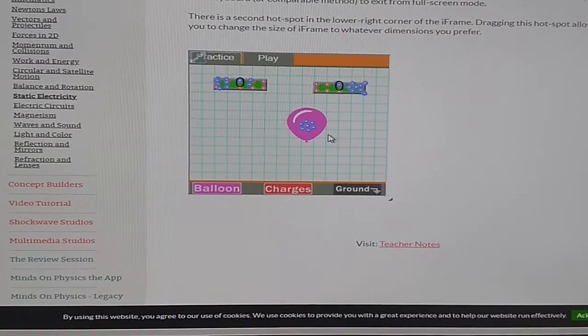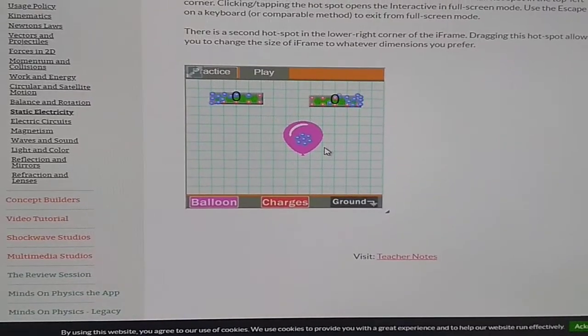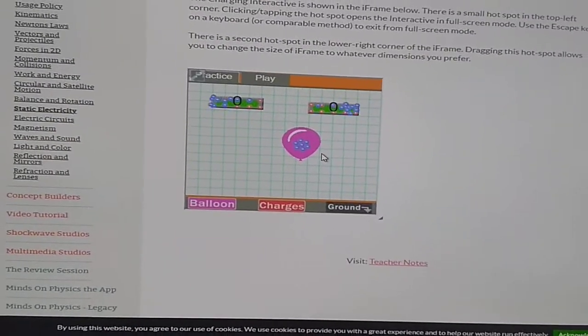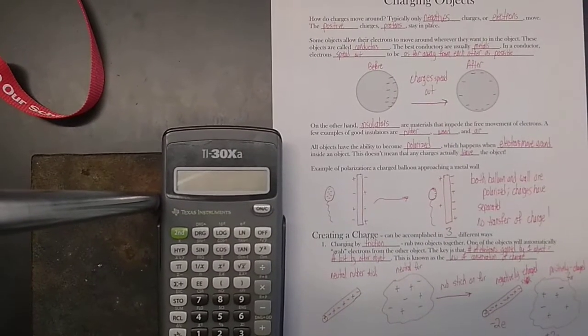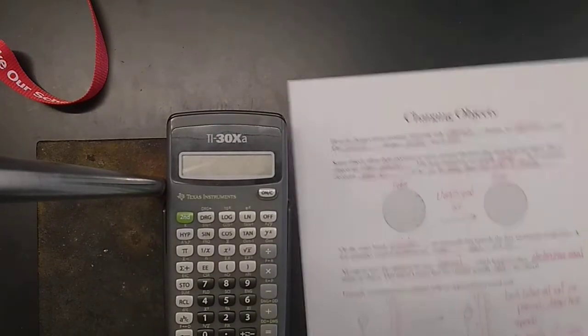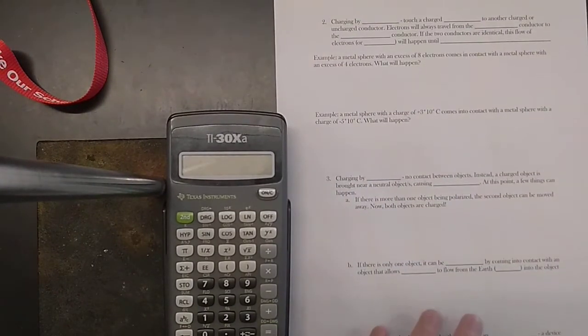The balloon seems like it's gained 7 electrons. The sweater must have lost 7 electrons, so it now has a charge of plus 7e. Balloon has a charge of negative 7e. That's a very basic type of charging. Now what we're going to do is we're going to look at charging by conduction.